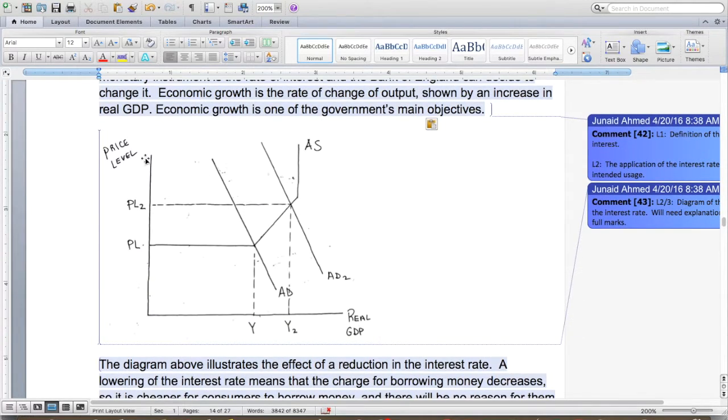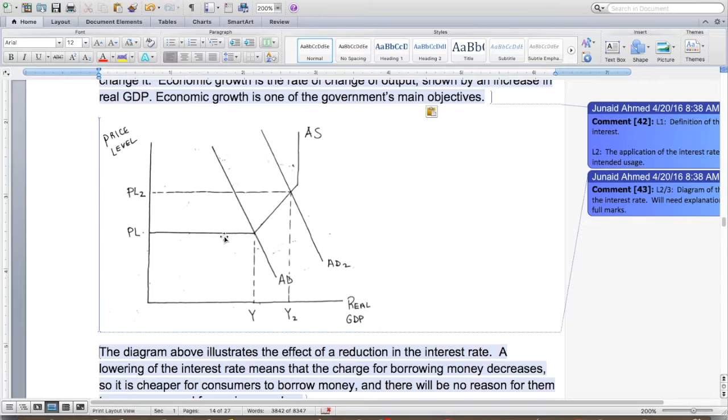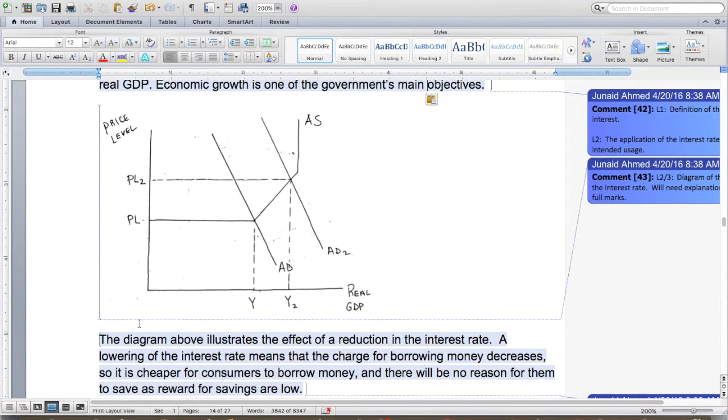Let's take a look at this graph. We have price level, real GDP, output labeled AD and AD2. Good. We're going to need to explain this if we want to get some more analysis. The diagram above illustrates the effect of a reduction in the interest rate. A lowering of the interest rate means that the charge for borrowing money decreases, so it is cheaper for consumers to borrow money, and there will be no reason for them to save as reward for savings are low.